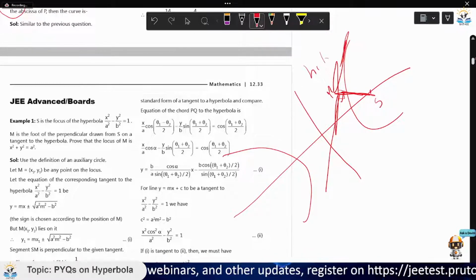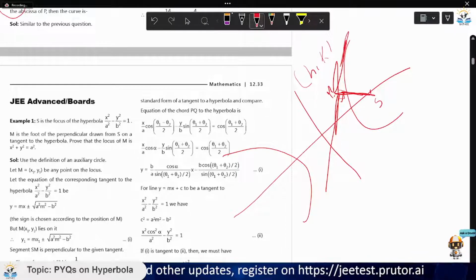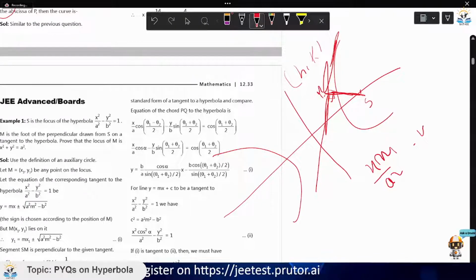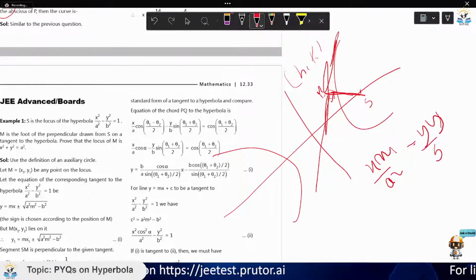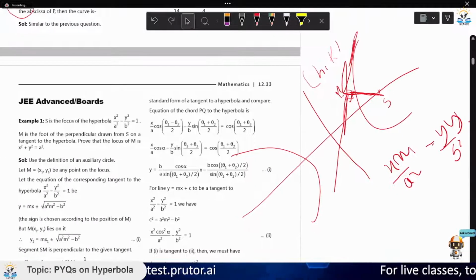So basically, the locus of (h, m). Let the point be (h, m) here. What I have to find is, let's see. The tangent, we know the tangent equation is x1 x by a square minus y1 y by b square equals 1. This is what my tangent looks like.